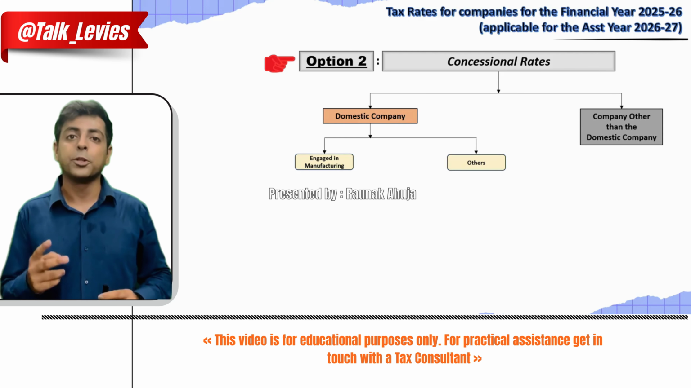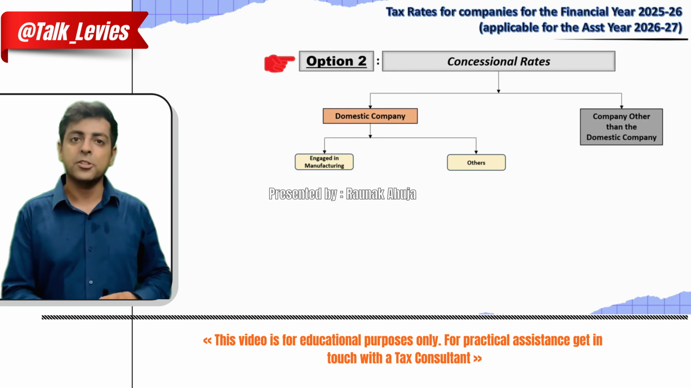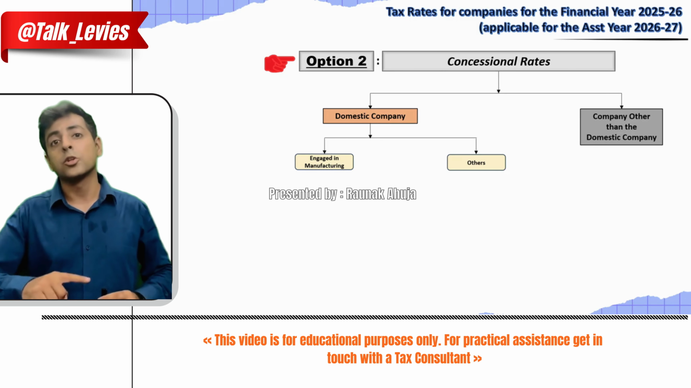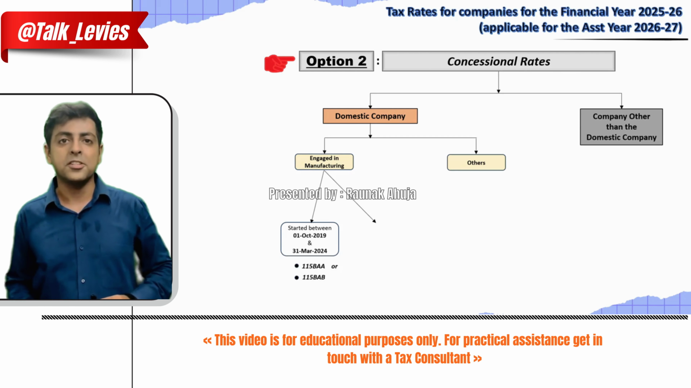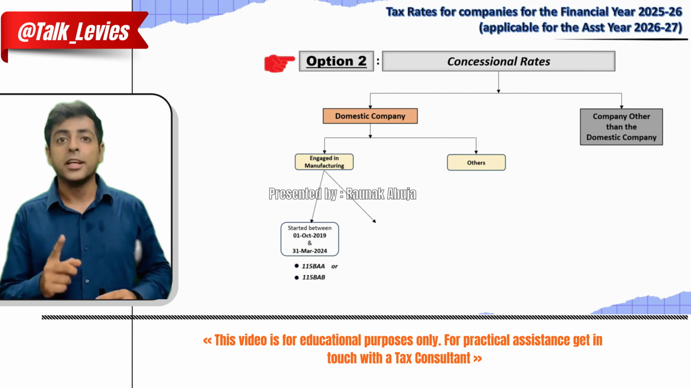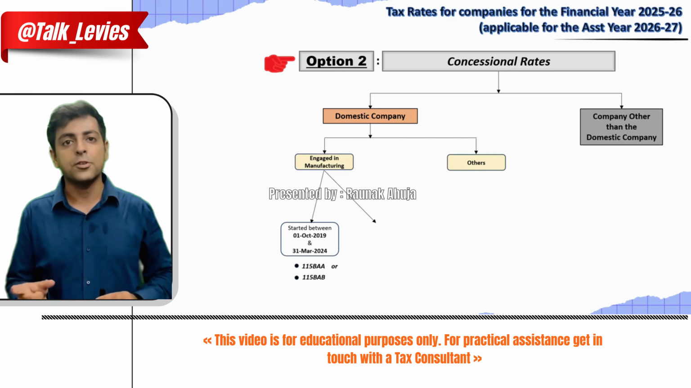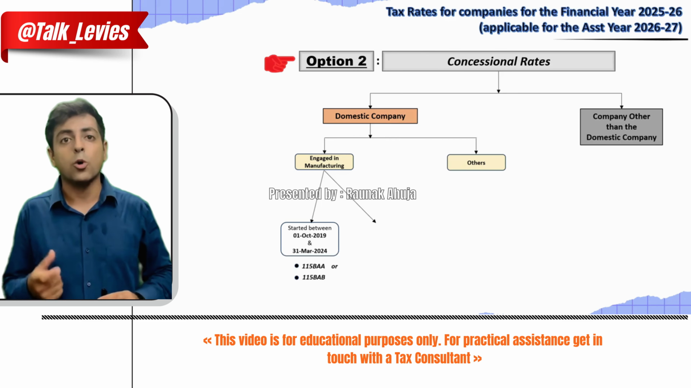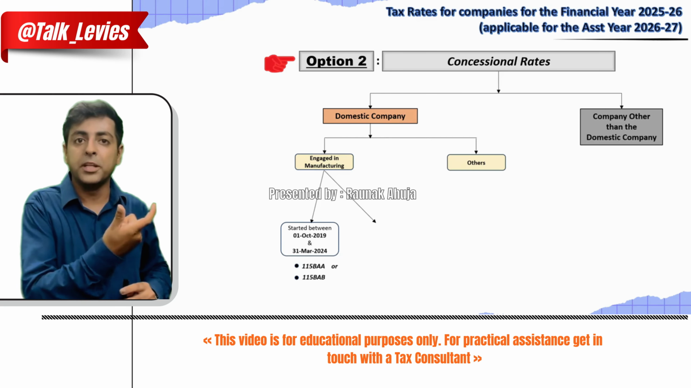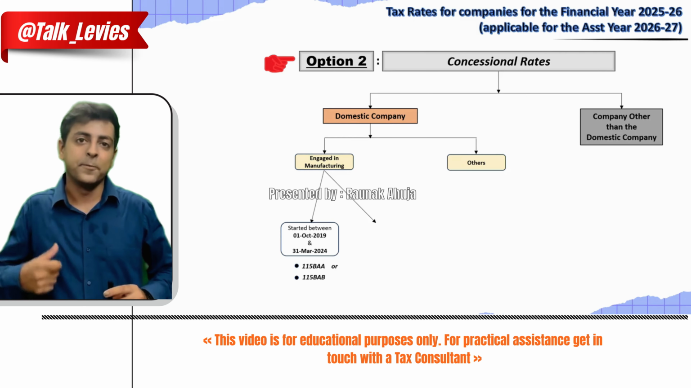Here again, we'll have to divide the domestic companies into two categories. The ones engaged in manufacturing and the other, the ones not engaged in manufacturing. For the manufacturing entities that have started their operations in between the period 1st of October 2019 and the 31st of March 2024, for them, they'll be having an option to opt for the concessional rate of tax either as per section 115BAA or as per 115BAB.